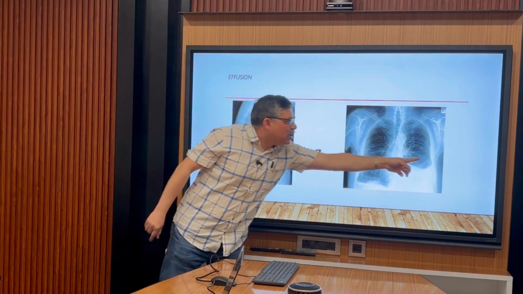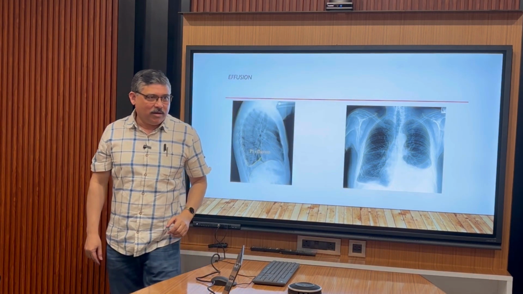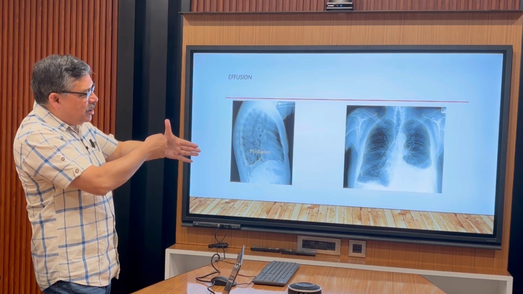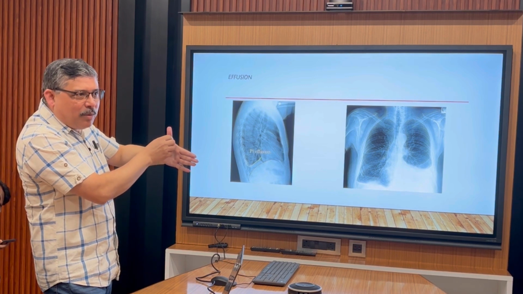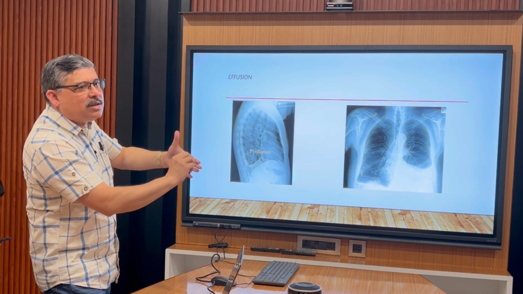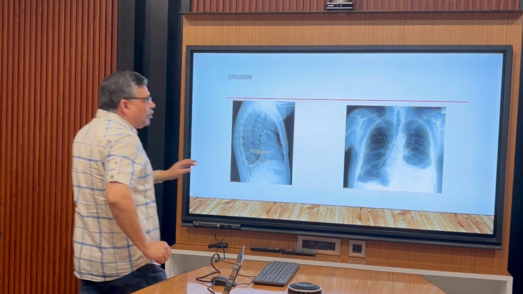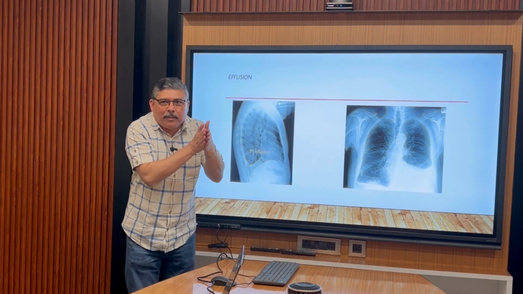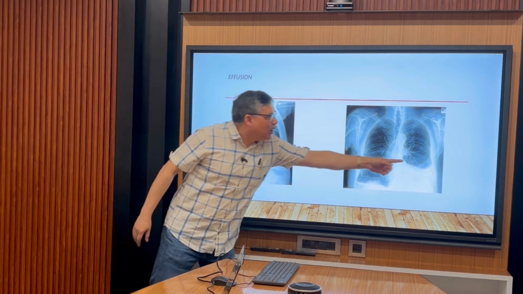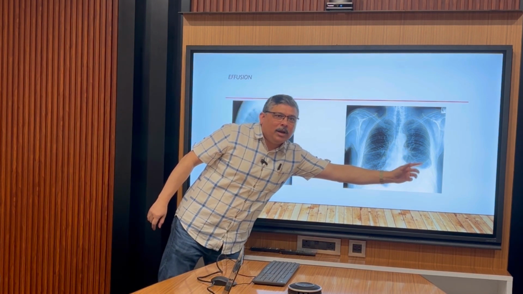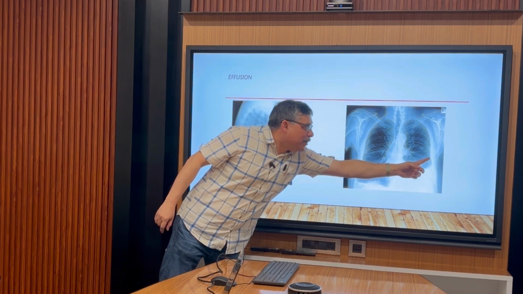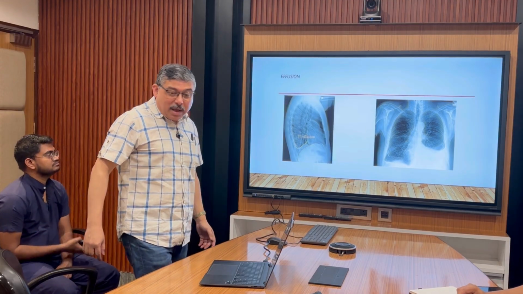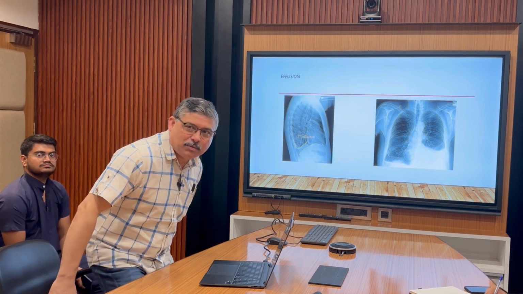So you see the opacity here, you don't see the opacity here. Can you make out? If I take a beam of light and shine it, this part will be opaque, this part will be translucent. There is some amount of fluid in this part also, but it is a thin film, only one film, so the X-ray passes through. Here it will be a wall of fluid. That is the reason why you feel there is fluid up there also, and why you get the meniscal sign. So once you get the meniscal sign, you are fairly certain this is fluid.